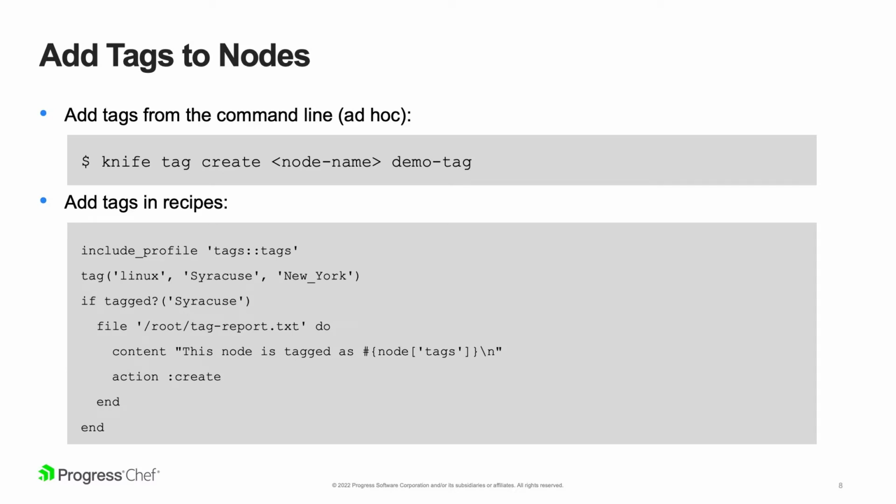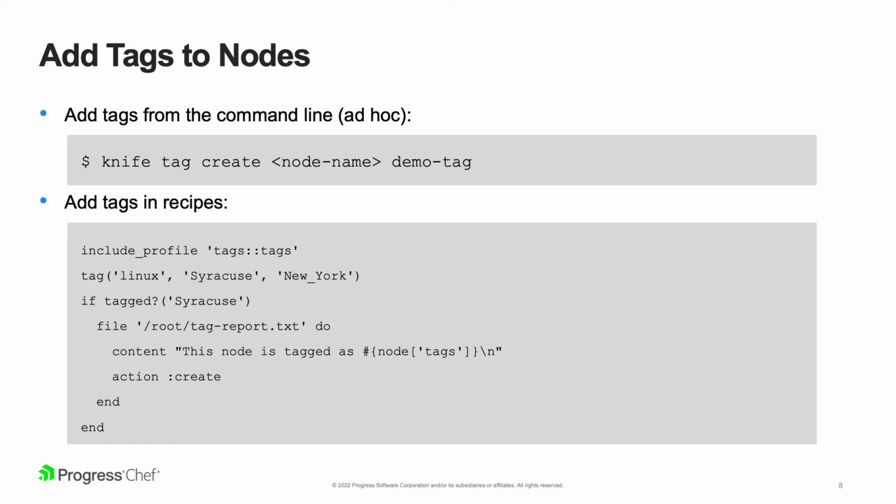This is a really simple example of tags. Tags can be applied from the command line using Chef Workstation and the included application called Knife. And this is just knife tag create, the name of the node, and the name of the tag. And that will apply it. And you can do the same kind of thing to delete tags. That's okay for a few at a time, or if you're doing testing.